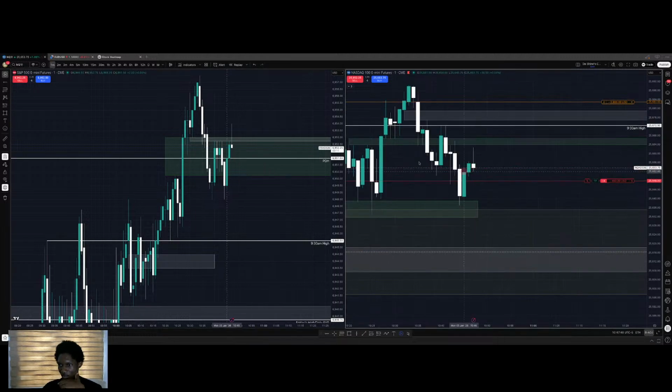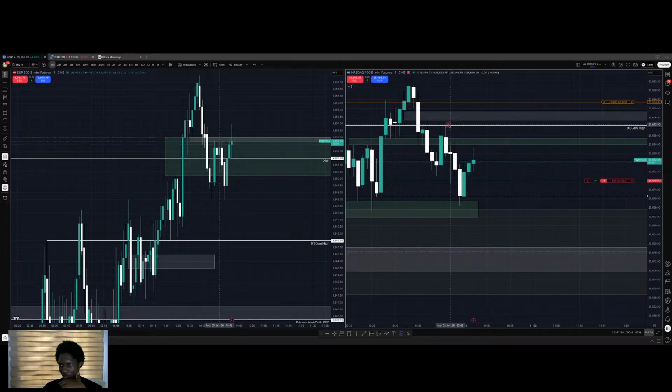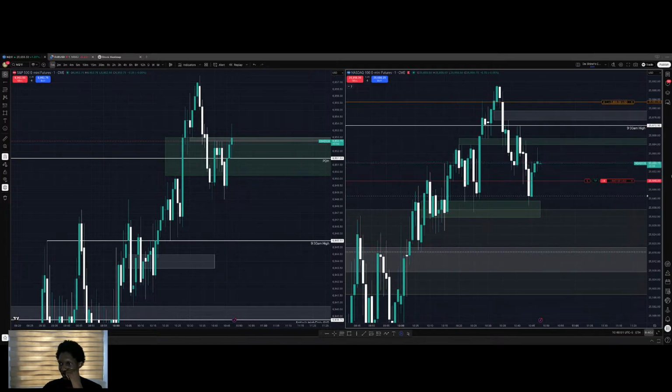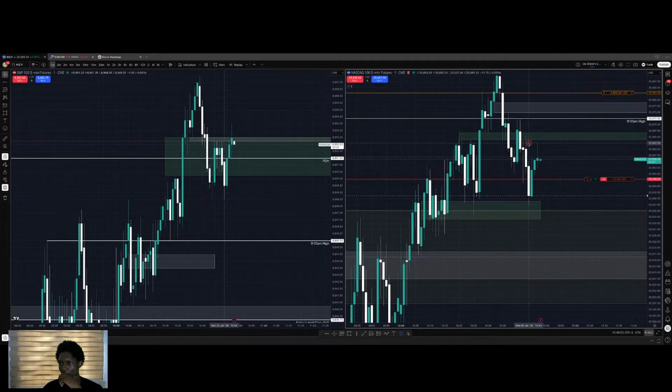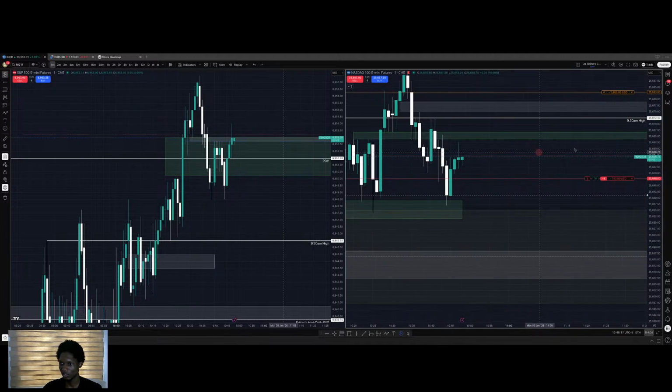So what do I want to see? I want to see us keep respecting this. I want to see us close below here. Once we do that, I'll move my stop, possibly even here, or I'll just keep my stop above this order block. But if that doesn't happen, that's fine, because we do have trend line liquidity. So I wouldn't mind us taking this out, then dropping from here. So let's see what happens.